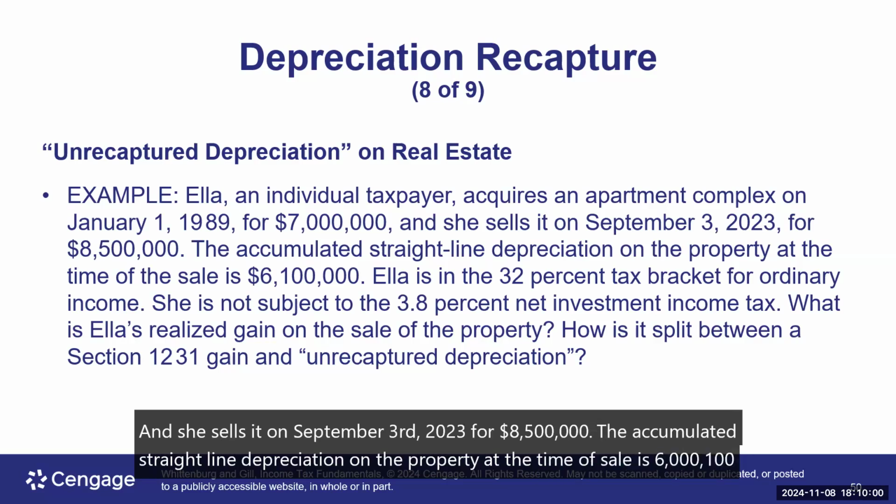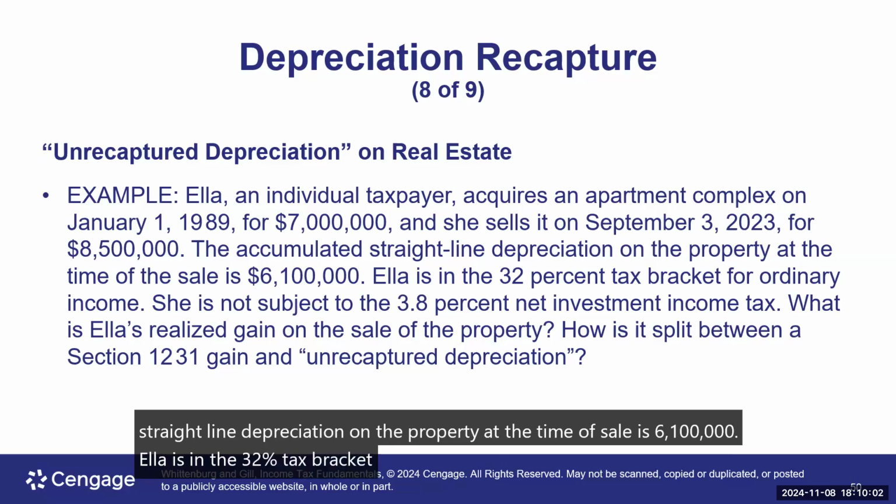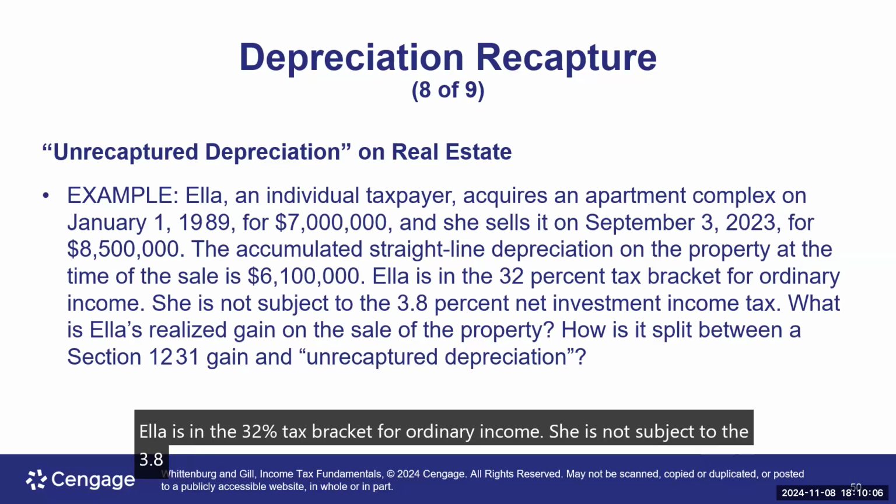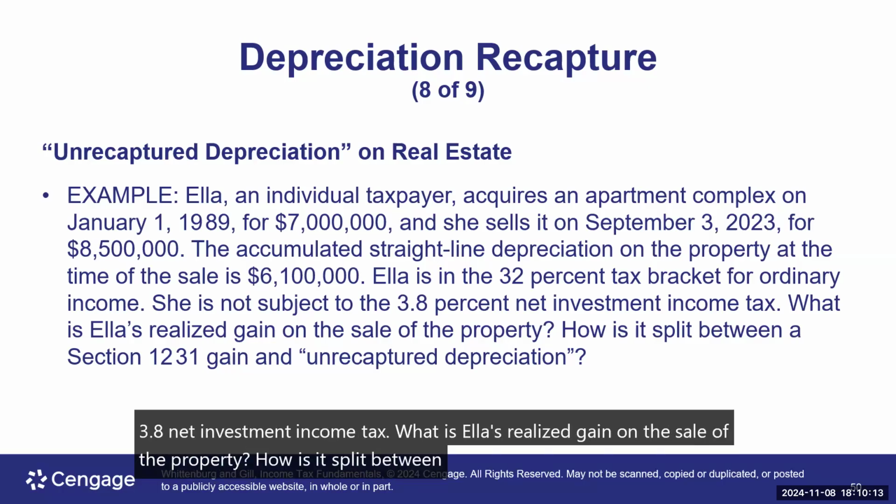Ella is in the 32% tax bracket for ordinary income. She is not subject to the 3.8% net investment income tax. What is Ella's realized gain on the sale of the property? How is it split between Section 1231 gain and unrecaptured depreciation?